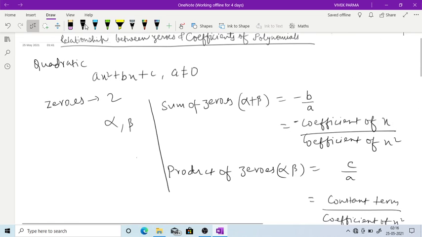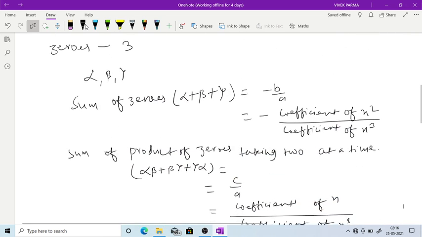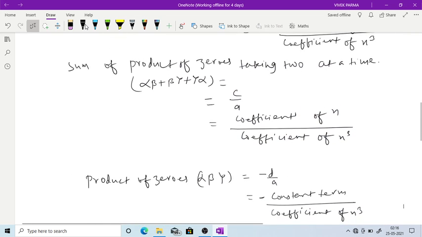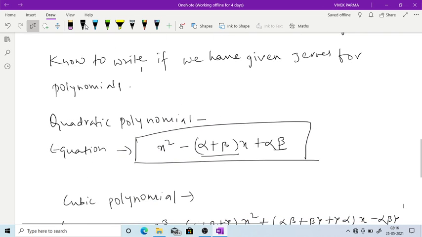So see, first we saw how to write the relationship between zeros and coefficients of polynomials, and further how to write the equation for the polynomials if we are given its zeros.